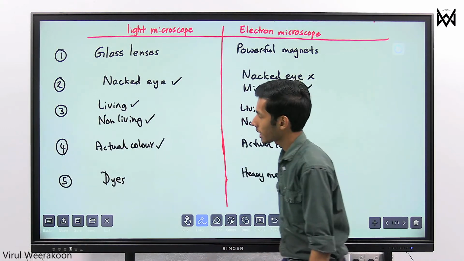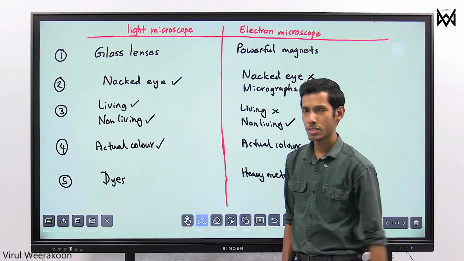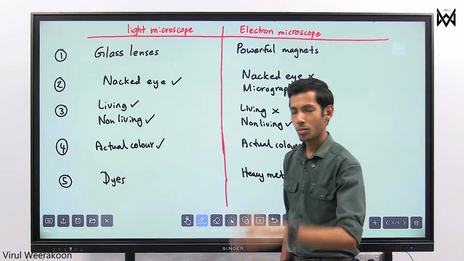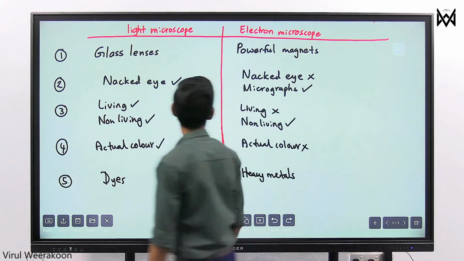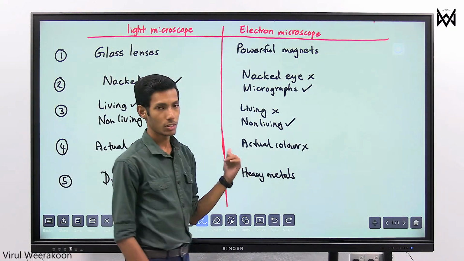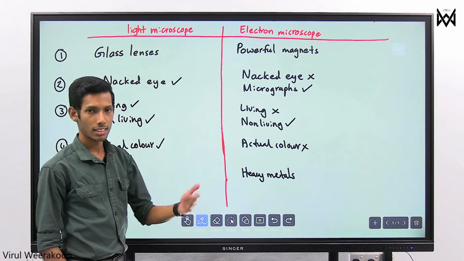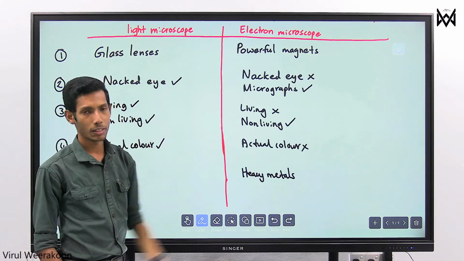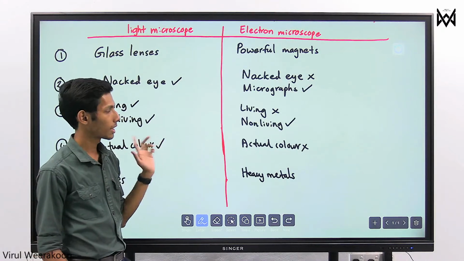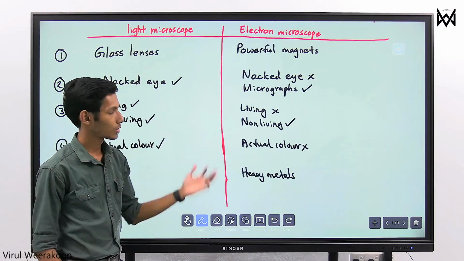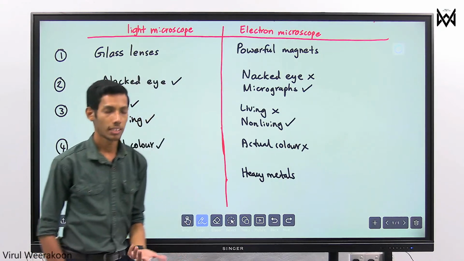Then actual color can be seen in the light microscope because it uses the visible spectrum for vision. You can see from red to violet, any color you wish, the actual color. But the electron microscope does not use the visible spectrum. It uses electron rays, high energetic radiations beyond the visible spectrum. Their wavelengths do not come under the visible spectrum, therefore they can't show actual colors. So they produce black and white images, because there are no colors there.